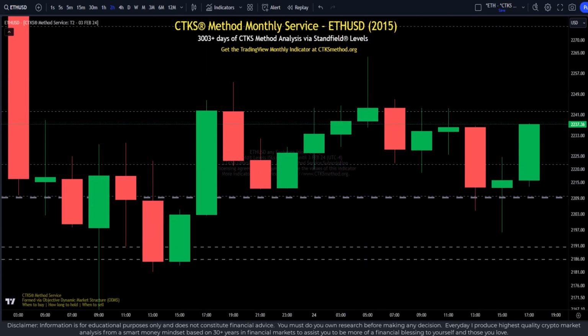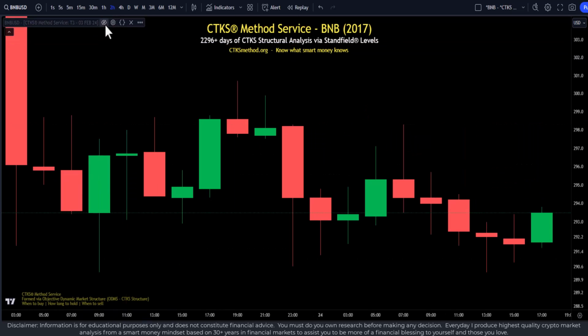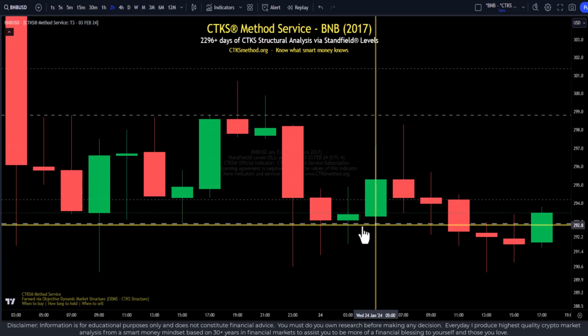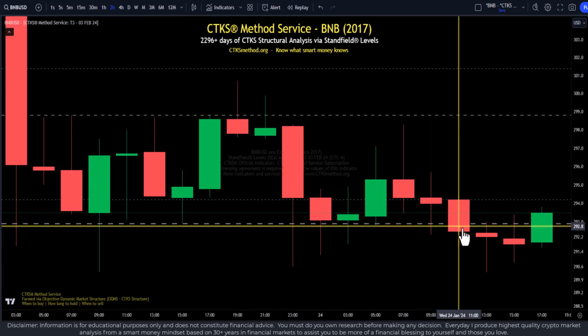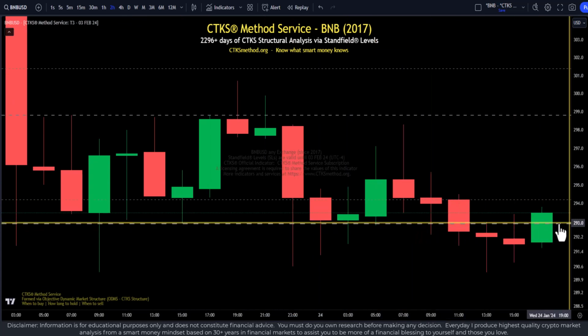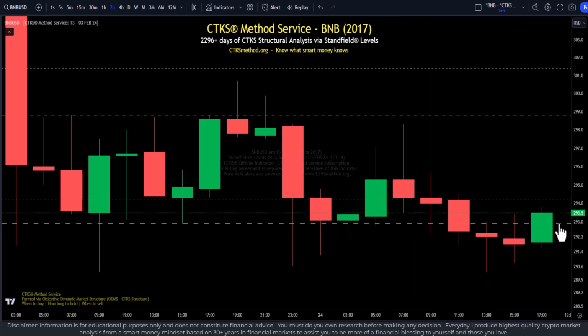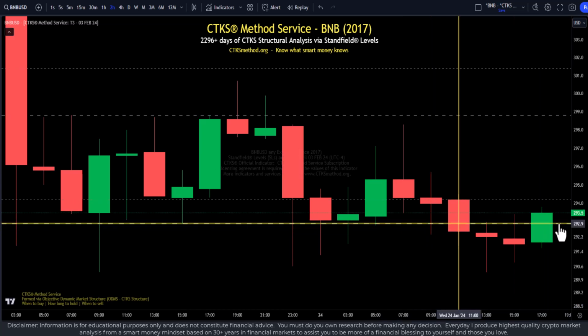When we look at BNB, Binance Coin, and we throw on our structural levels, it's just hanging on there by its fingernails. It's currently 293 and 50 cents, just literally above a structural support / resistance. It's not confirmed yet at 292 and 90 cents.